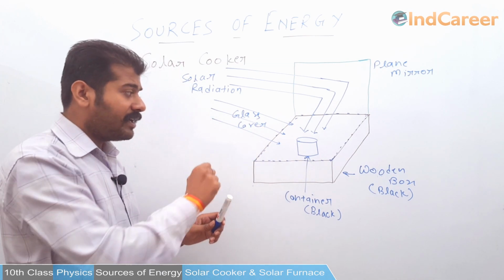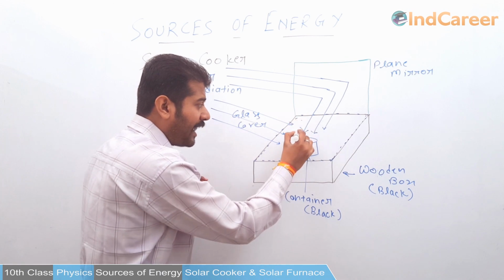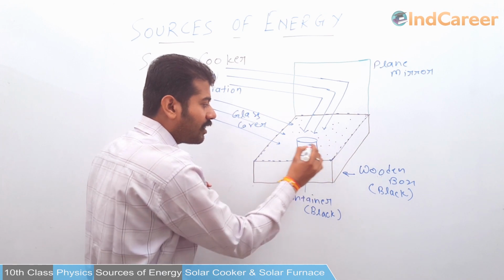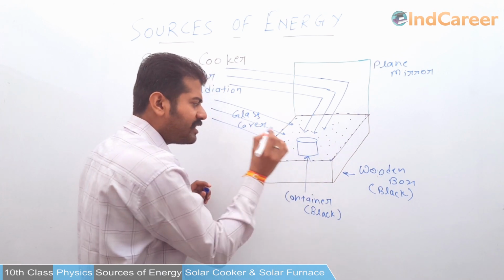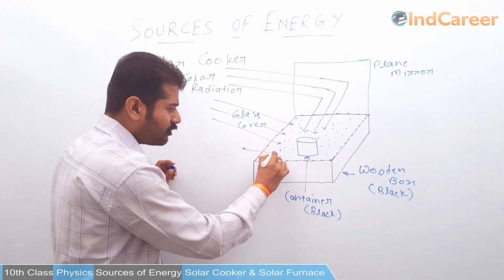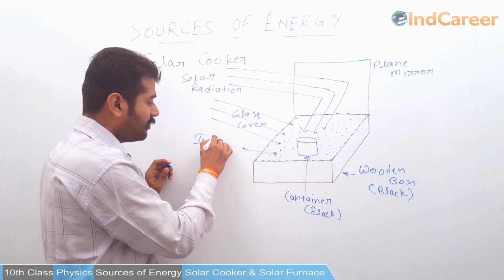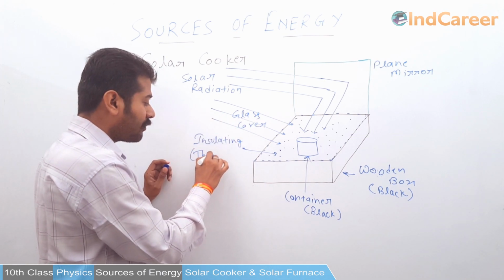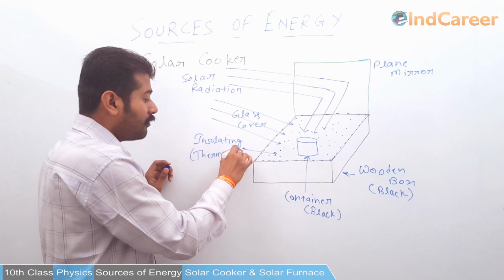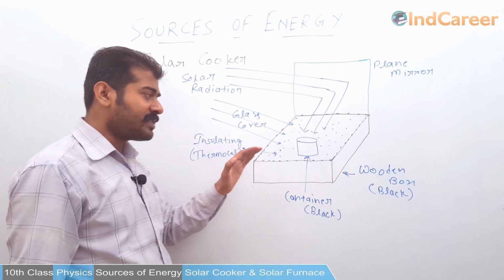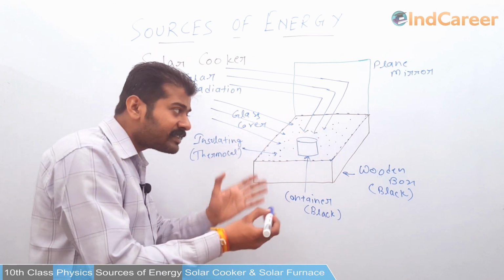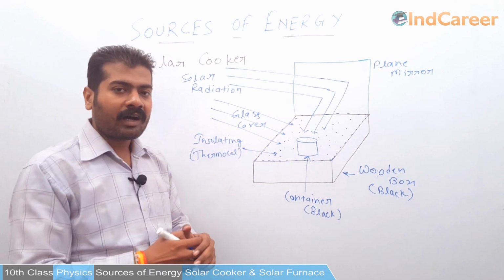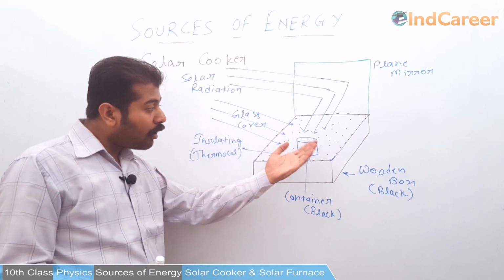Second thing what we have is that these blank spaces are filled with thermocol, black thermocol. Thermocol is a very good insulating material. Why do we use thermocol? Because thermocol is a very good heat resistant material, and it prevents heat conduction and radiation out from the box.